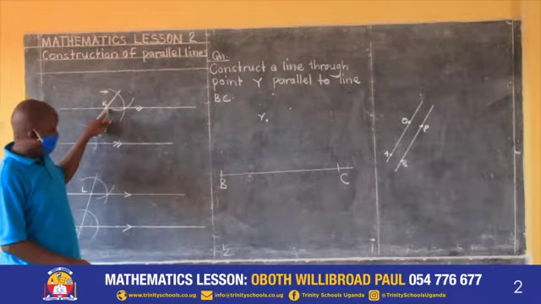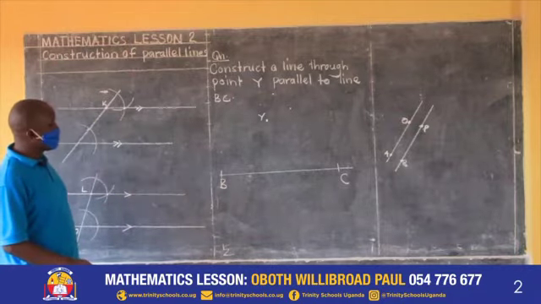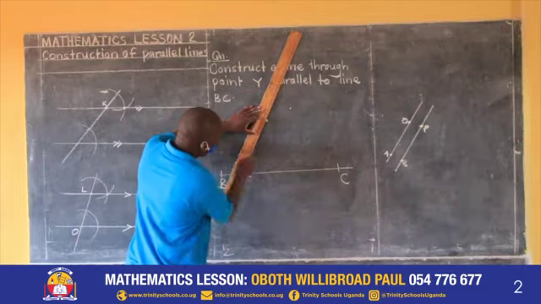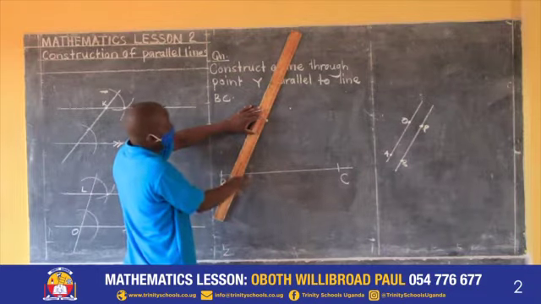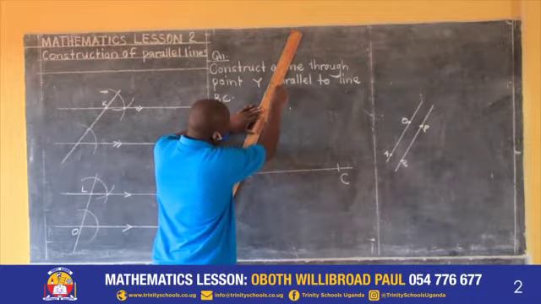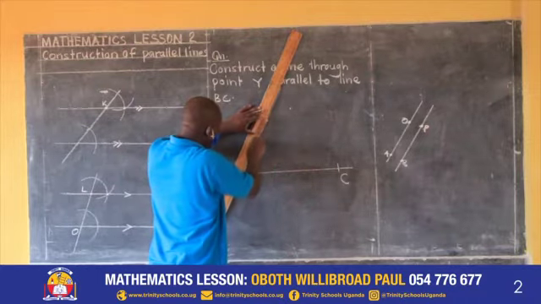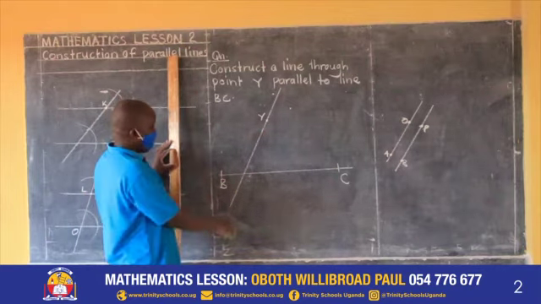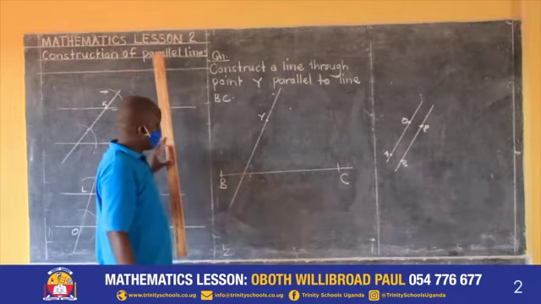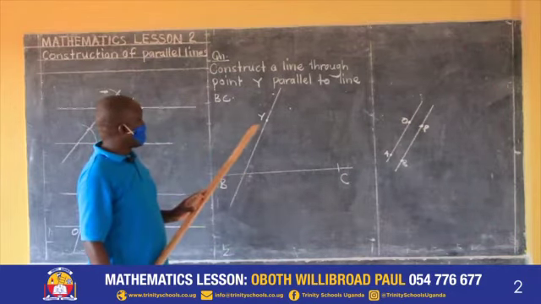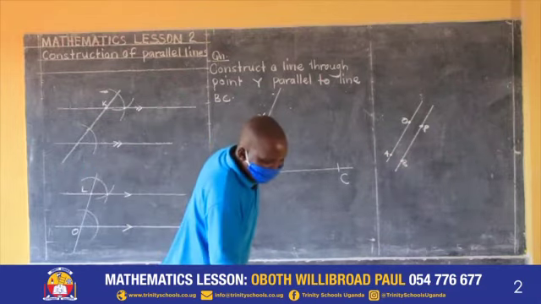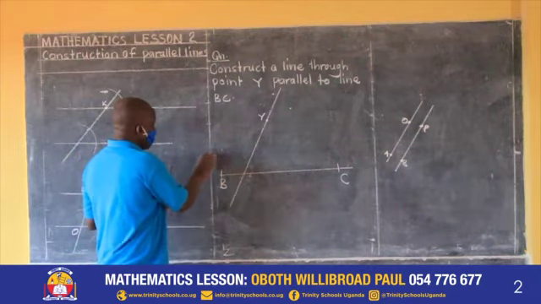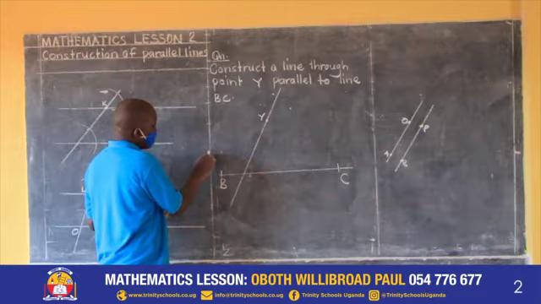Okay? So now what you have to do is just through this point, draw a line passing through that point to come to this line. But it must go beyond. So you draw a line like that. It has passed through point Y. And it is meeting line BC. Then what next? Construction is very easy. Only that you have to use very sharp instruments.